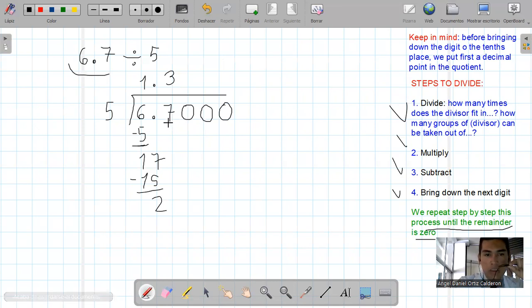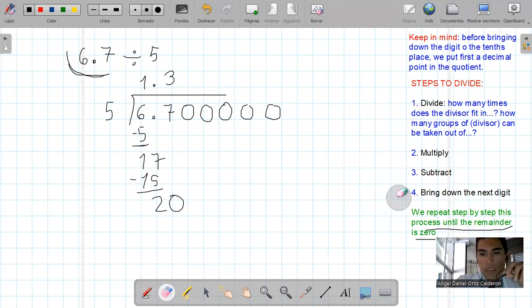Well, the last digit was the number 7. After the 7, what is the next digit? The 0, right? So the next digit is the 0. Remember, even though we can't see any 0 in the dividend, we know that in the hundredths position, in the thousandths position, and so on, there are zeros, right? So we bring down the number 0 here. Bring down, that was the fourth step. We have to repeat the process.